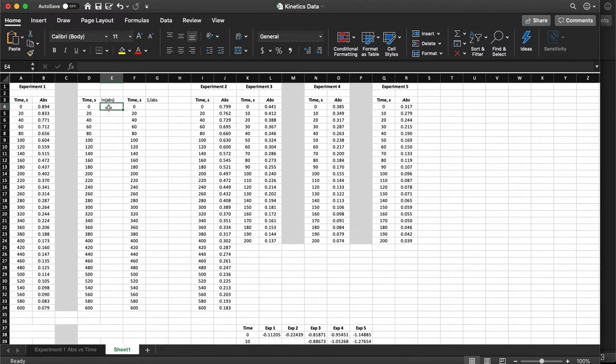And so what we're going to do is, in this box here, where I want the natural log of these absorbance values, I hit equals and then type ln for natural log and put my parentheses, click the cell that's in line with basically right here, and then close my parentheses and hit enter, and it'll automatically calculate the natural log for me.